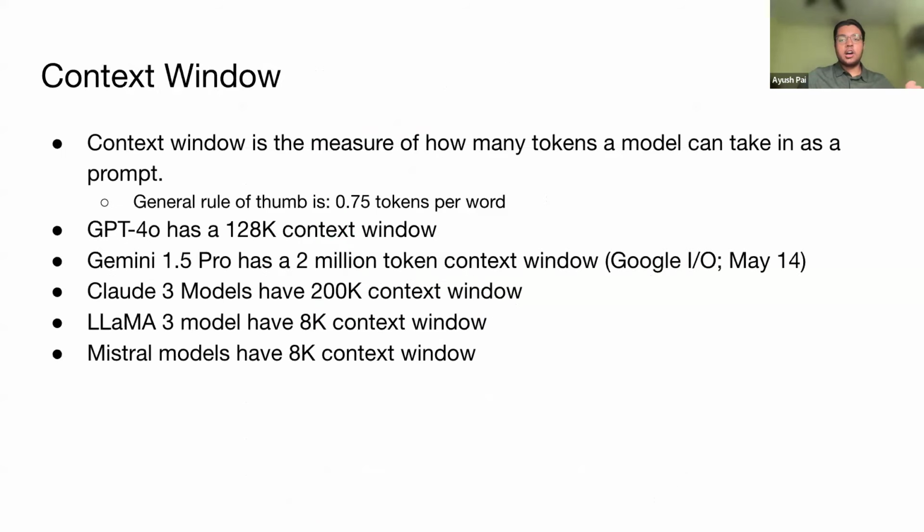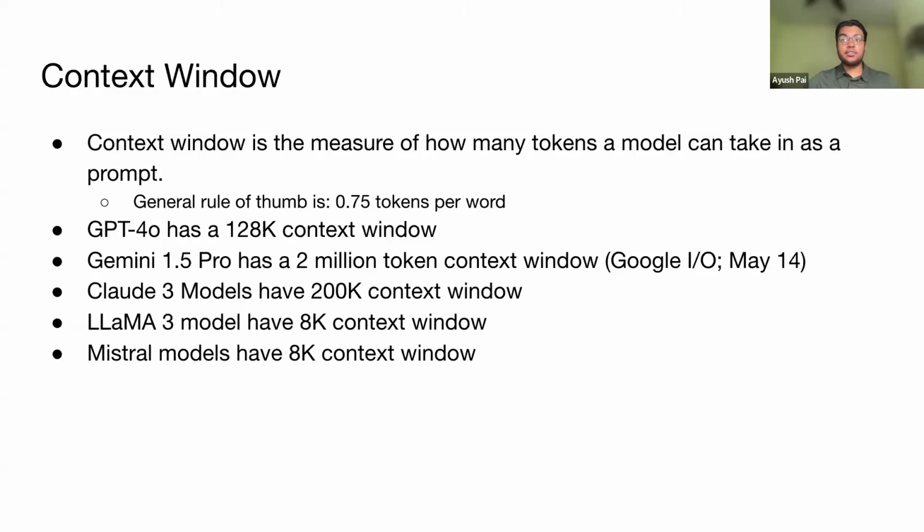And one of those other things is context window. So context window measures how many tokens a model can take in as a prompt. So for example, if it's a really small context window, maybe you can only put like a paragraph. But if it's a really big context window, you can put like a book or like a textbook or, I don't know, something really big, right? General rule of thumb of how these tokens work is approximately 0.75 tokens per word. This is just an approximate. It could vary from model to model, but as we can see here, GPT-4o, latest model from GPT, has 128,000 context window.